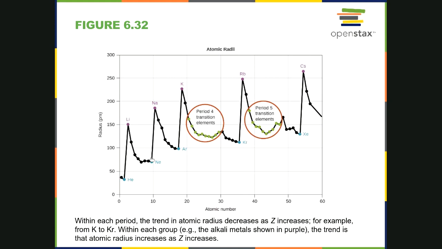And then when I start a new row, the radius jumps up again. And then as I go across the table, the size gets smaller. So you see this trend. As you go down a group, the size gets bigger. Okay, if I look at this group, lithium, sodium, potassium, rubidium, cesium, we do see a trend. As I go down a single column, the size of the elements gets bigger. But as I go across a row, the size of the elements decreases as a general trend.